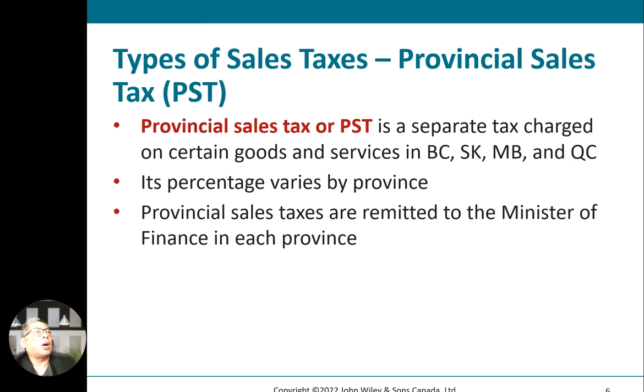Okay. Another type of sales tax is provincial sales tax (PST), a separate tax charged on certain goods and services in BC, Saskatchewan, Manitoba, and Quebec. Its percentage varies from province to province. Provincial sales taxes are remitted to the Minister of Finance in each province.